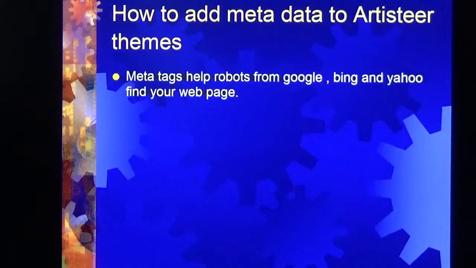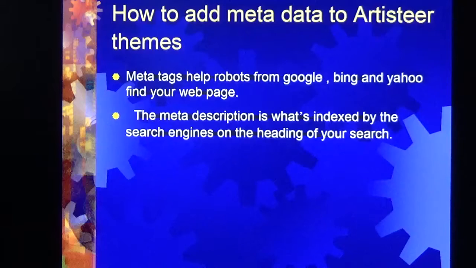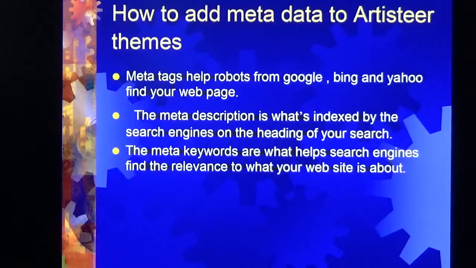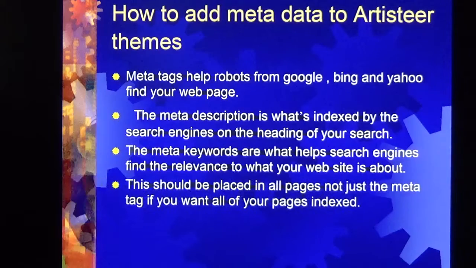I was looking online to find some ways to put keywords and meta relevance into the page tags of Artisteer. The meta tags should go into Artisteer pages for WordPress themes or Joomla themes or Drupal themes, whatever you have, or whatever you're making.